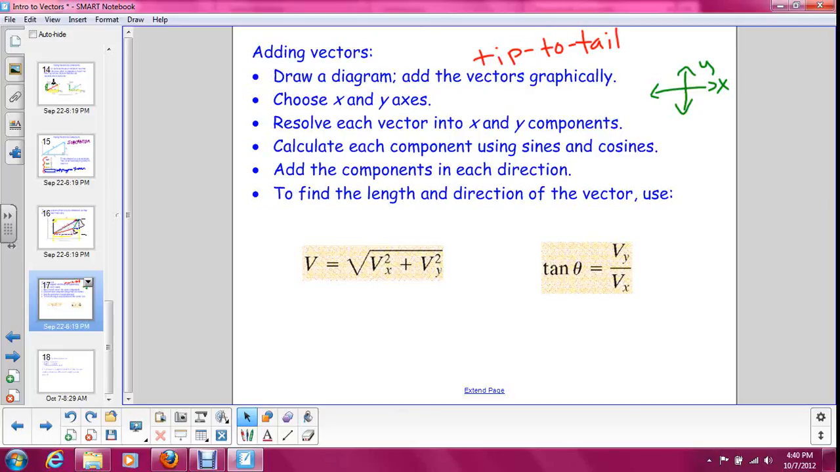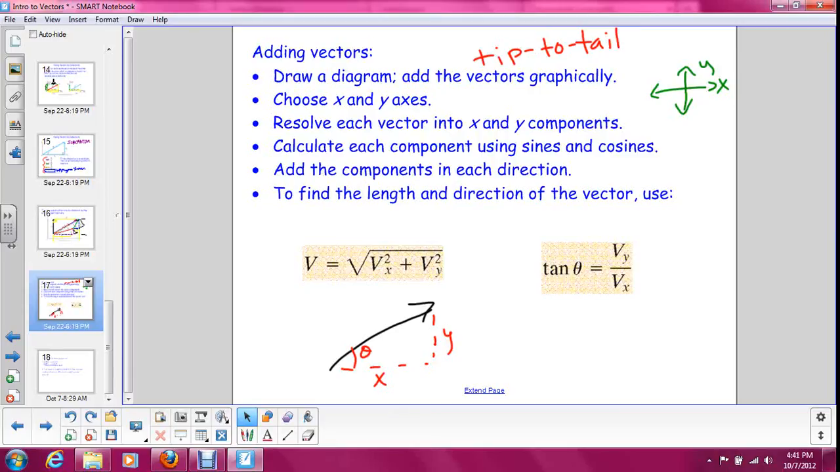After you've chosen your axes and you have your picture, resolve the vector into x and y. So break them down. Remember the little flashlight trick. If you were to shine the flashlight from the side, what is the shadow it would cast on the y-axis and what is the shadow it would cast on the x-axis? Those are your components. After you have your components, you can calculate them using sines and cosines. So you may have a picture like this, where you have your x component and your y component here, and if you know your angle, you can calculate your x and y components using sine, cosine, tangent, and the Pythagorean theorem.